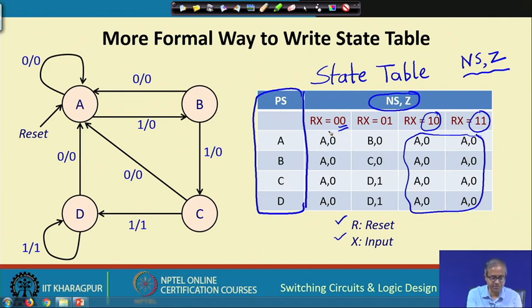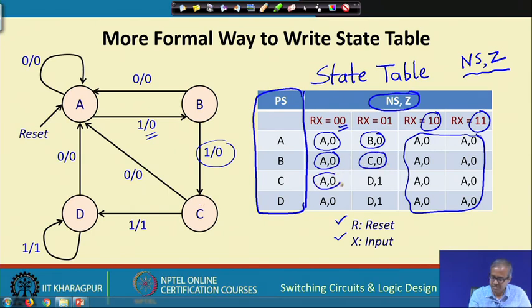So, when x is 0, you see from A, if the input is 0, you remain in A with output 0. You write A comma 0. This is the next state and output. So, if it is 1 here, you go to B. If it is 1, you go to B with output 0. From B, if it is 0, you go to A with output 0. From B, if it is 1, you come to C with output 0. In this way, you go on. From C, you go either to A or to D with output 1. From D, again, you either go to A or go to D with output 1.